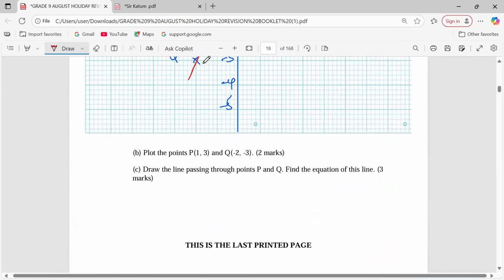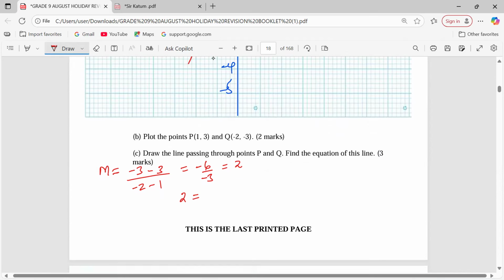First, we find the gradient. How do we get the gradient? Gradient shall be change in y: -3 minus 3. Those are the two y's. Then change in x, -2 minus 1. -6 out of -3, we are going to get +2. That is the gradient. So we shall express our gradient of 2 now using the first coordinate.